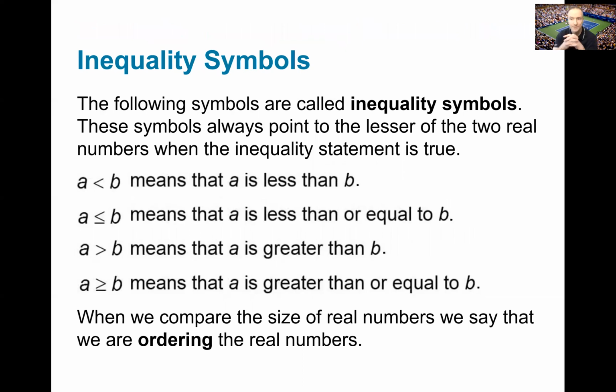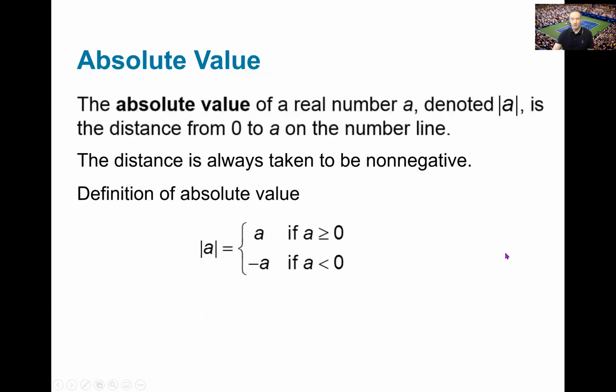Now, inequality symbols. If I say A less than B, with that sign, you've probably had teachers always tell you small side goes to the small number, large side to the large number, or some teachers would say large mouth, large number, small mouth, small number. This is A is less than B. Now, if you see this sign, it means A is less than or equal to B. This would mean A is greater than B, and then A is greater than or equal to B. When comparing the size of real numbers, we are ordering the real numbers from low to high.